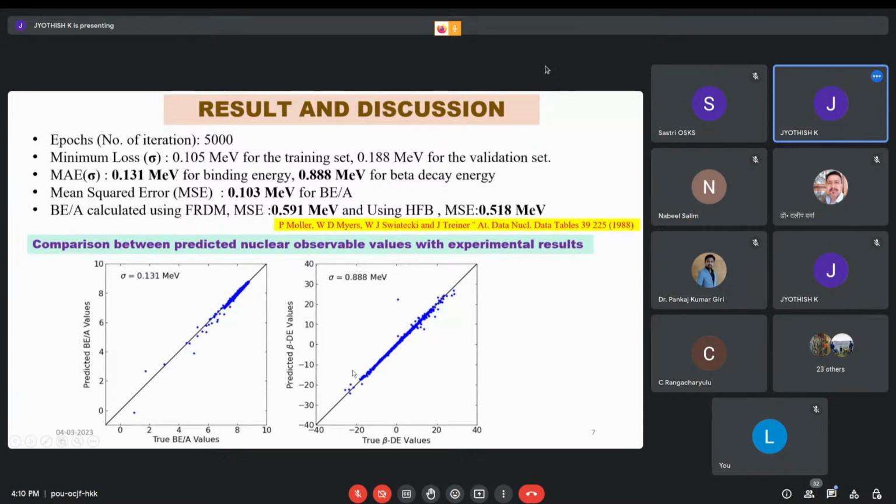Interestingly, when we calculate the binding energy using the finite range droplet model, we got a mean squared error of up to 0.59 MeV, and if we use the Hartree-Fock-Bogoliubov method, then we got a mean square error of 0.518 MeV. So we can compare our mean square error with the already existing theories. We can see this DNN model is far better than the FRDM and HFB.